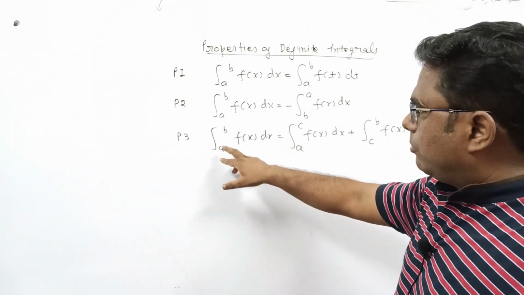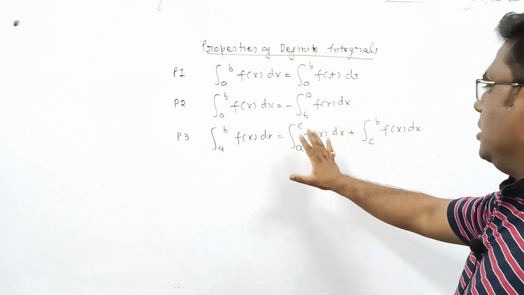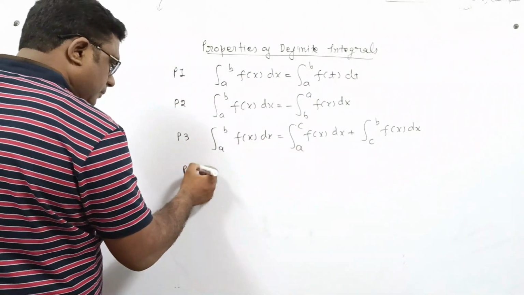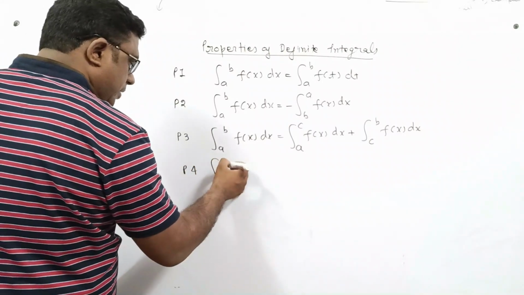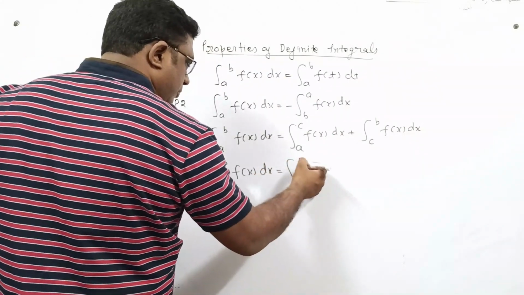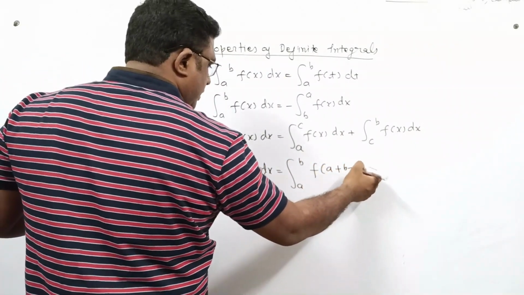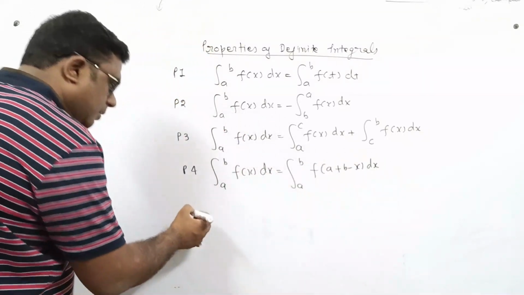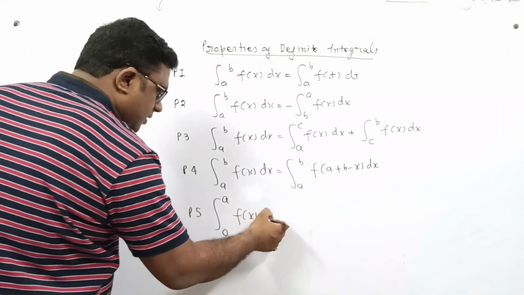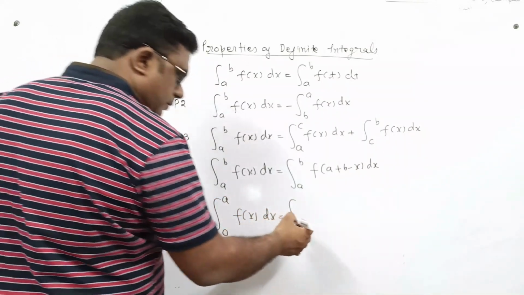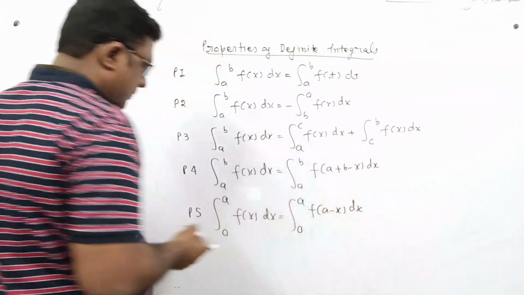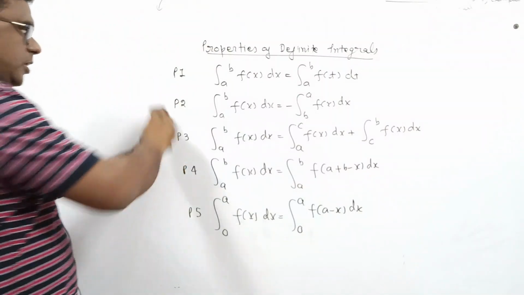So if we have to do the integration from A to B, then we can split the integration in this way. Property number 4: integral a to b f(x) dx is equal to integral a to b f(a plus b minus x) dx. Property number 5: integral 0 to a f(x) dx is equal to integral 0 to a f(a minus x) dx. Now the next two properties.